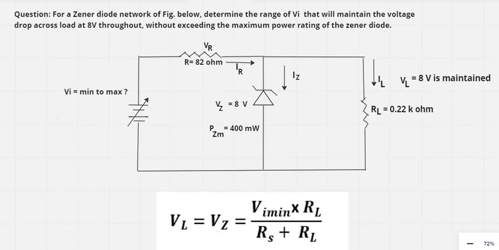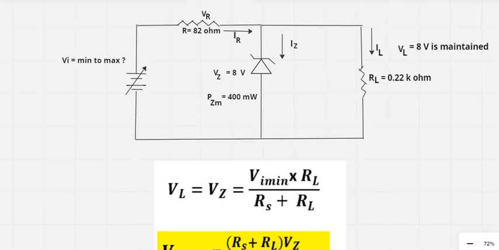So we have some information given in the circuit diagram. The limiting resistor is fixed at 82 ohm. The breakdown voltage of the Zener diode is 8 volts. The maximum power dissipation is 400 milliwatt. The load resistor is fixed at 0.22 kilo ohm. The VL, the voltage drop across this resistor, is maintained at 8 volt throughout the operation, and we need to calculate the range of Vi, the minimum and the maximum supply voltage which is required for the circuit to successfully perform its operation.